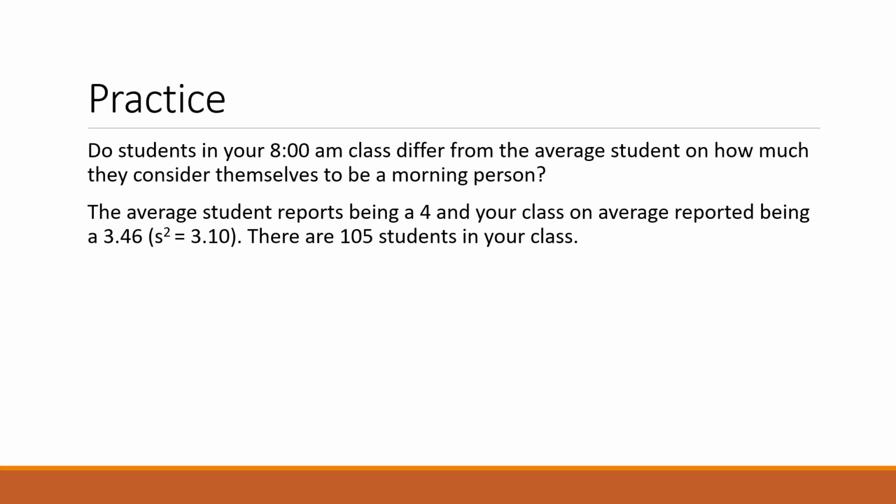Here's a practice problem for you to try on your own. The question is, do students in your 8 a.m. class differ from the average students on how much they consider themselves to be a morning person? The average student reports being a 4 on a scale of 1 to 10, and your class, on average, reported being a 3.46, with a variance of 3.10. There are 105 students in your class.